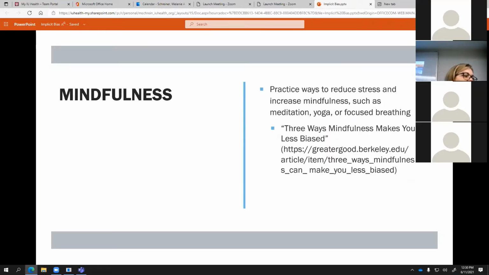The M in implicit stands for mindfulness. One thing that's been shown is that if you take the opportunity to practice stress reduction or mindfulness techniques, including yoga, you will actually decrease your natural tendency towards bias. There's an article here from the Greater Good Institute at Berkeley that talks about how that's the case, and it's definitely worth reflecting on and maybe making part of your practice if that's a concern of yours.